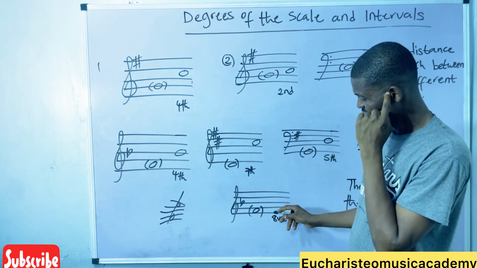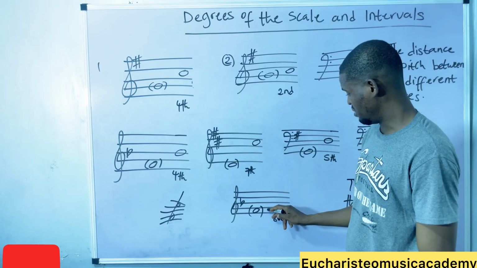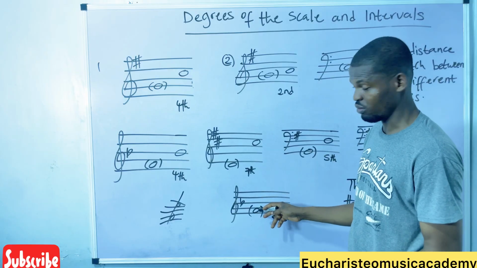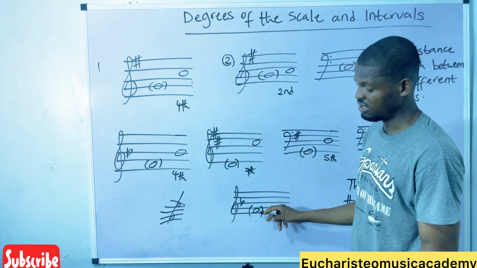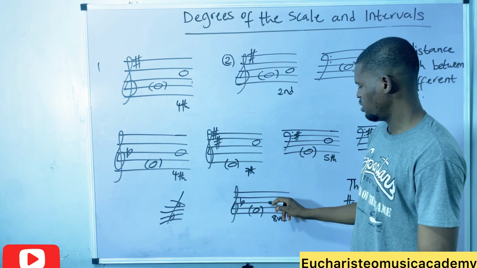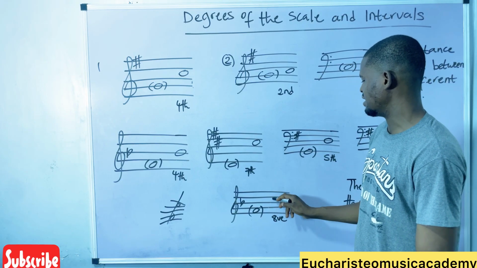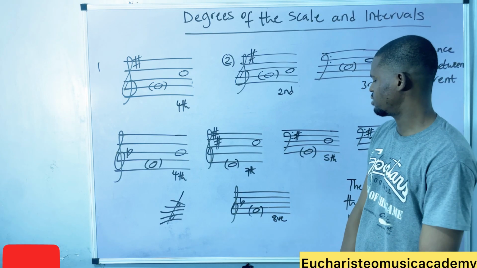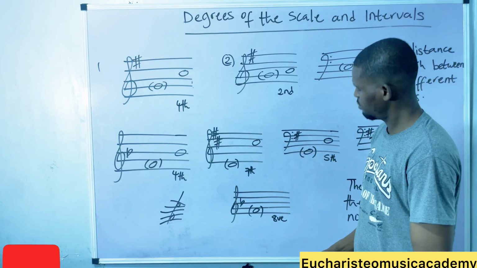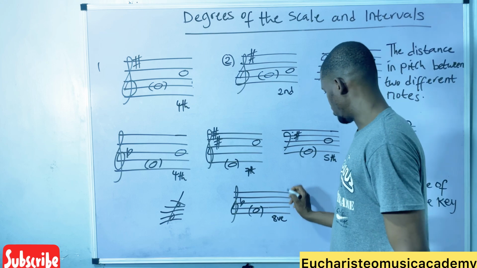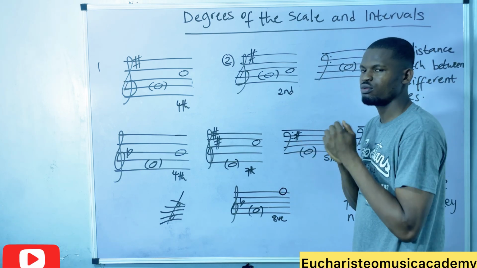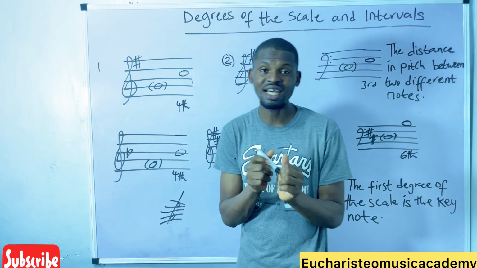So counting an octave from here is very simple. You count line and space, depending on where the note started from. The note started here on a space. You count space 1, line 2, space 3, line 4, space 5, line 6, space 7, line 8. We come here. Very simple. Do you understand?